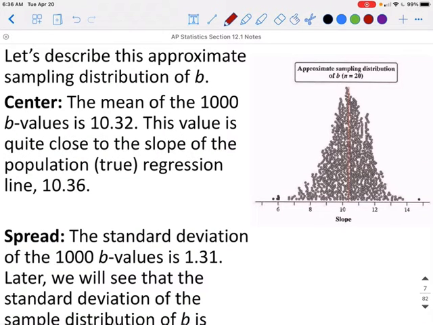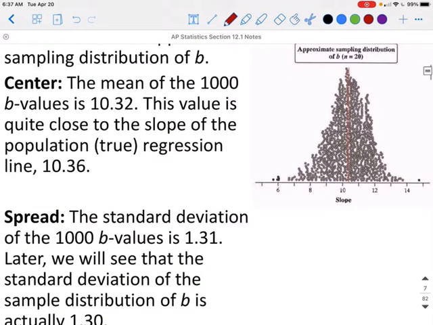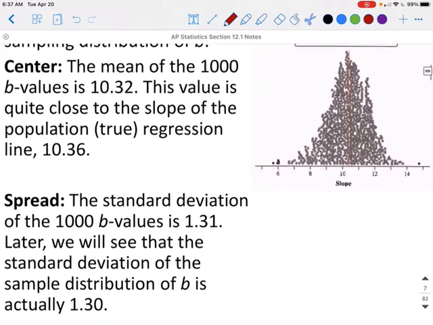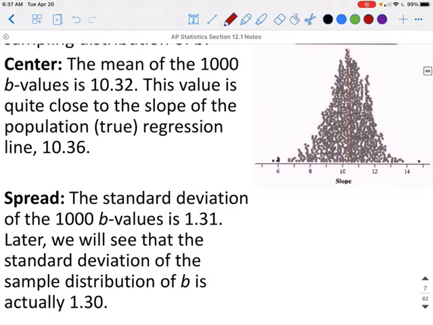Now, if we talk about the center, the mean of the 1,000 b values is 10.32. This value is quite close to the slope of the population or true regression line of 10.36. And the standard deviation of the 1,000 b values is 1.31. Later, we will see that the standard deviation of the sampling distribution of b is actually 1.30.